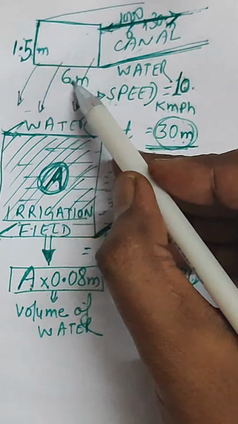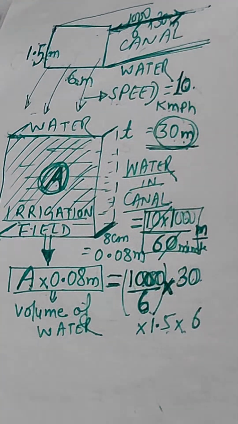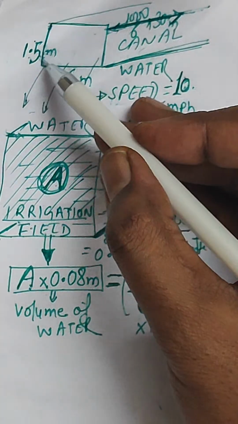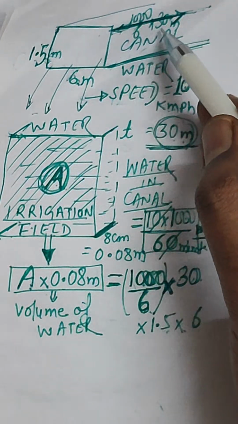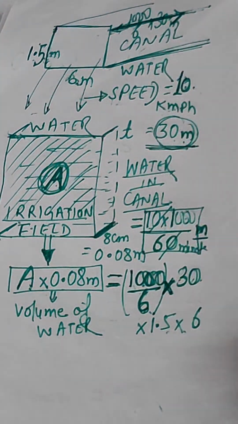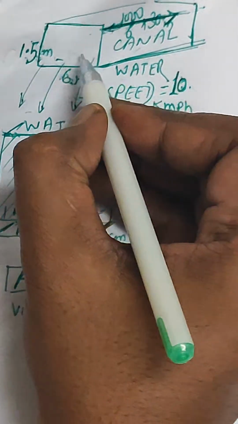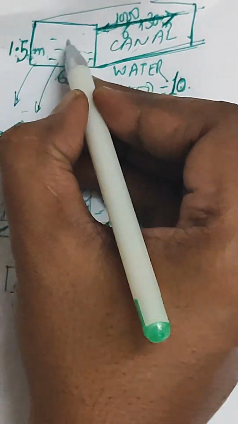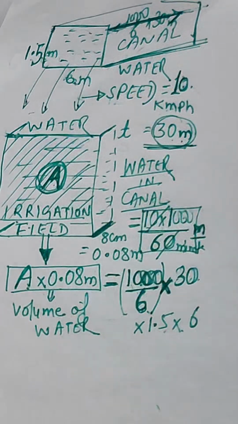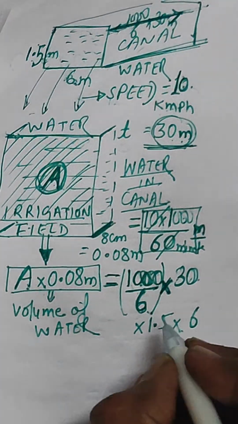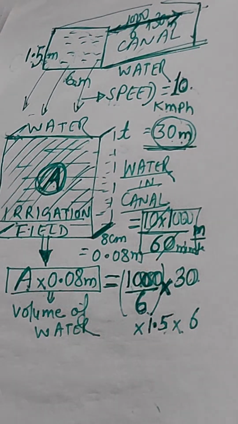And L and B are already given in the question, because the cross section of the mouth of the canal is 6 meter and 1.5 meter, multiplied with this height, 1000 by 6 in 30 minutes. This will give you the volume of the cuboid of water which will be accumulated across the canal. And this water will be coming to the field, right? Now just solve it to get the value of A.